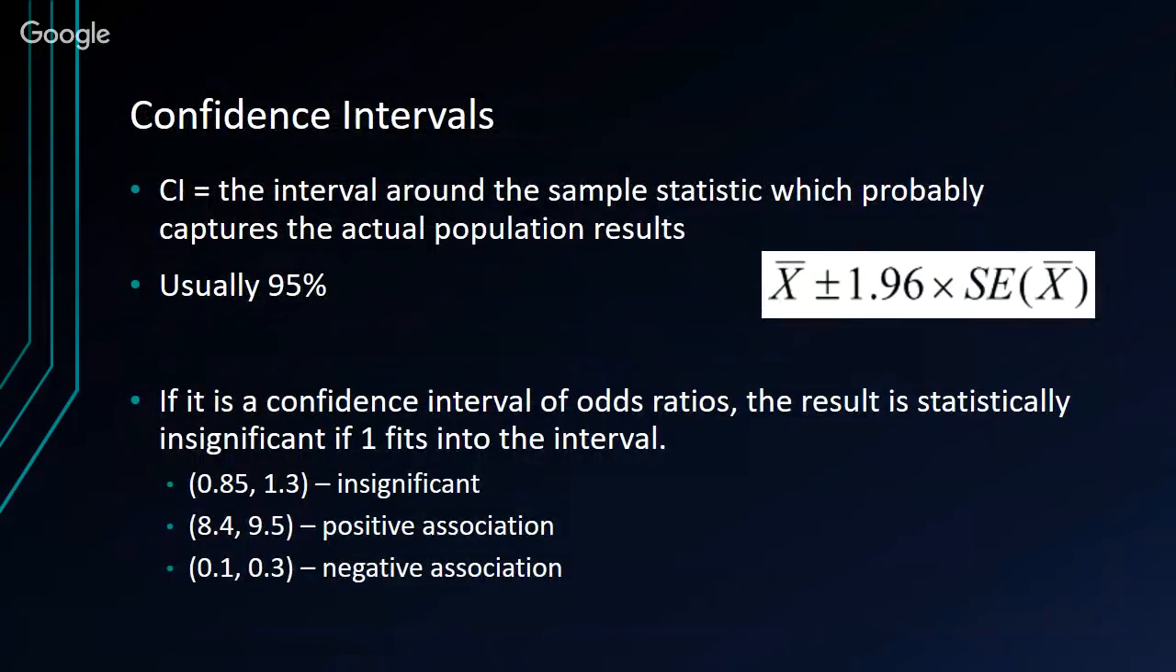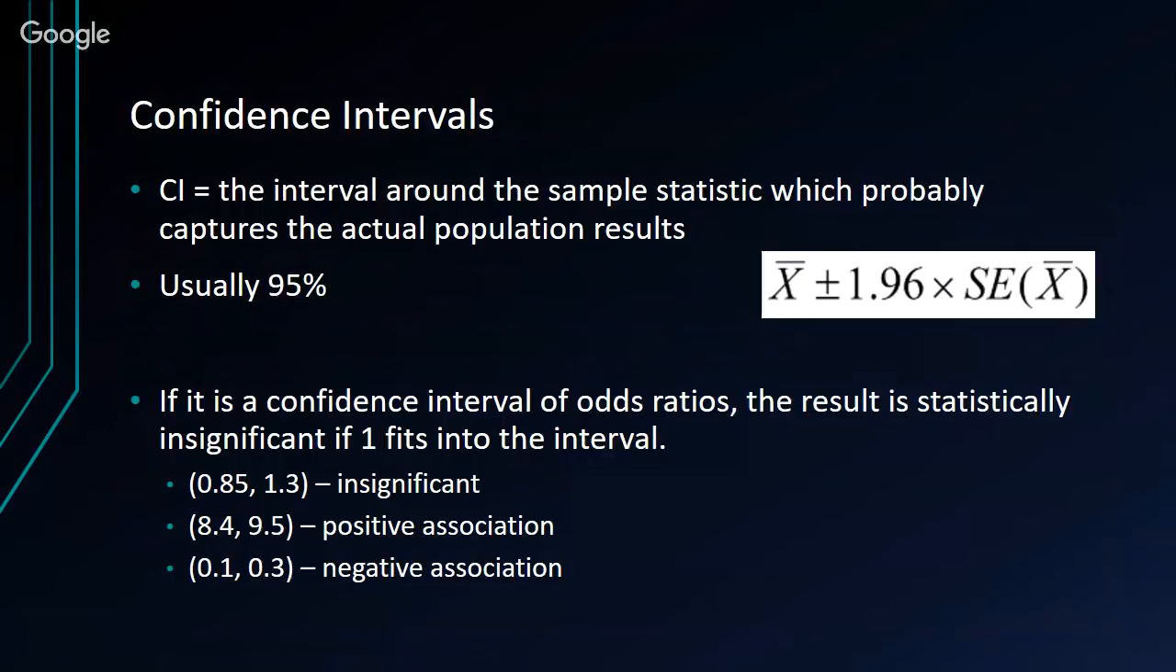A 95% confidence interval will tell us that if we repeated the study many, many times with different people, 95% of the confidence intervals we calculate will include the true value of the population. So this allows us to account for standard errors. Generally, the smaller the confidence interval, the more statistically significant the result is. And that sort of makes sense.